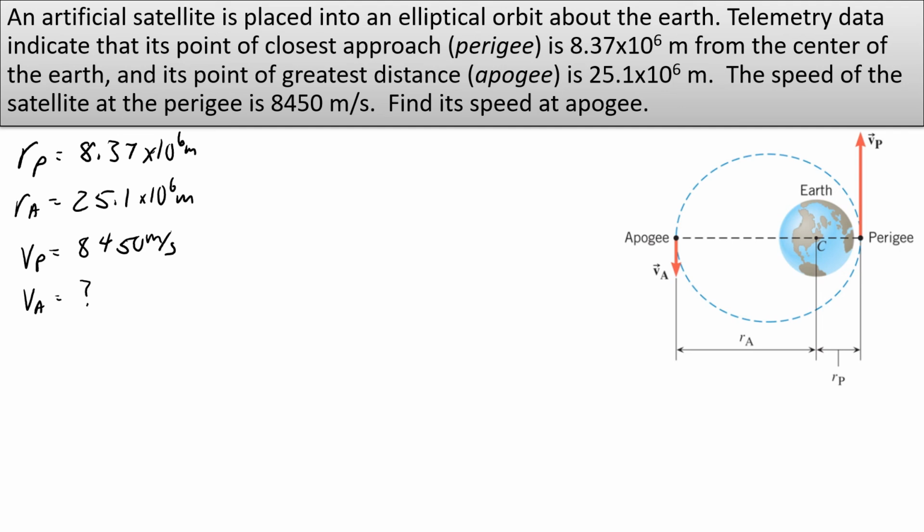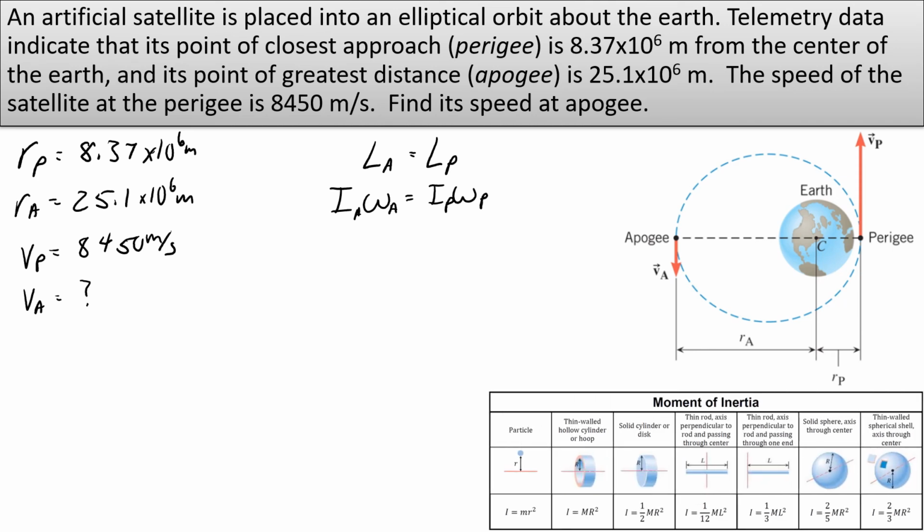Okay, so the strategy here is going to be to use the conservation of momentum, but instead of initial and then a collision and then final, let's use the subscripts A and P for apogee and perigee. We know the angular momentum is equal to moment of inertia times your angular velocity, and that's going to change depending on your position in the orbit. Why does it change? Because your moment of inertia is changing. We're going to approximate this as a particle.